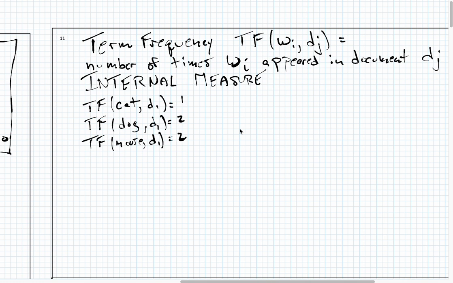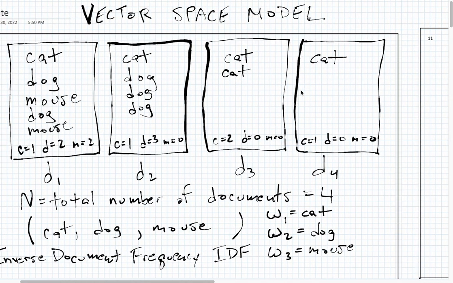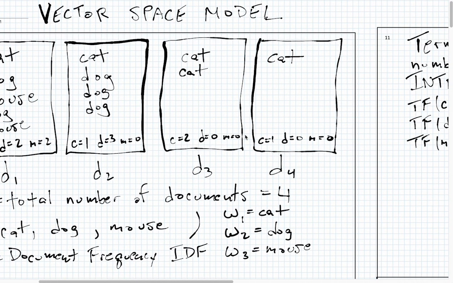Likewise, we can come over here and calculate all these other quantities. We can talk about the term frequency of cat in D2, the term frequency of dog in D2, and the term frequency of mouse in D2. And that would be 1, 3, and 0.